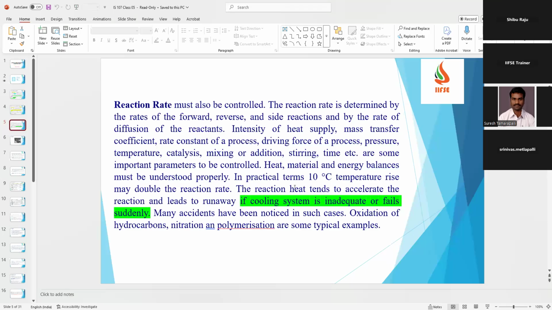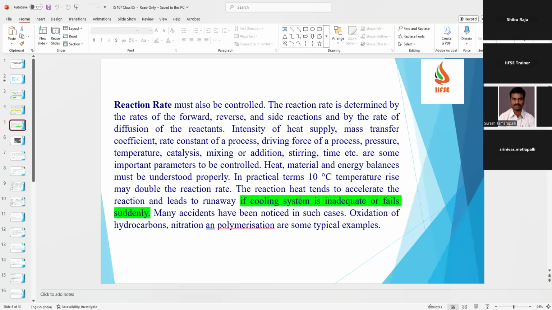And also in particular, a 10-degree temperature rise may double the reaction rate. The reaction rate tends to accelerate. The reaction also leads to runaway.